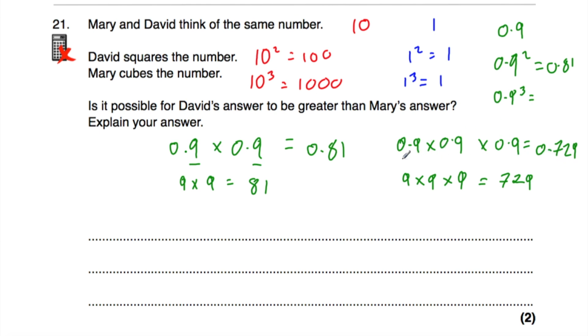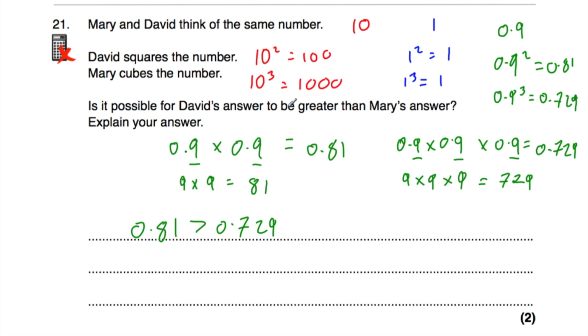Another way to do it is, whenever you're multiplying decimal numbers like this together, you could ignore the decimal points and do 9 times 9 times 9, and then just count the number of digits after the decimal points in the question. So that's 1, 2, 3, and then you just put the decimal point in 3 digits after it, whichever way you approach multiplying by decimals. And so that means that 0.9 cubed is 0.729. And if we look at these, David's answer is 0.81, and 0.81 is greater than 0.729 because obviously he's got 8 tenths and she's only got 7 tenths, so his answer is greater than her answer.